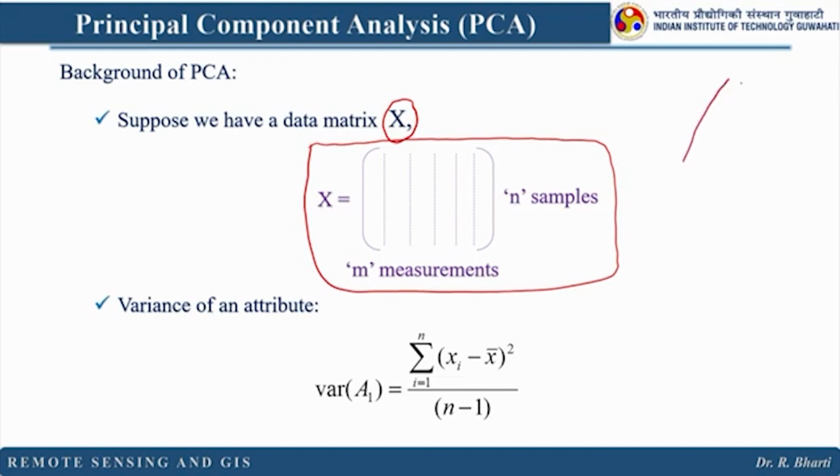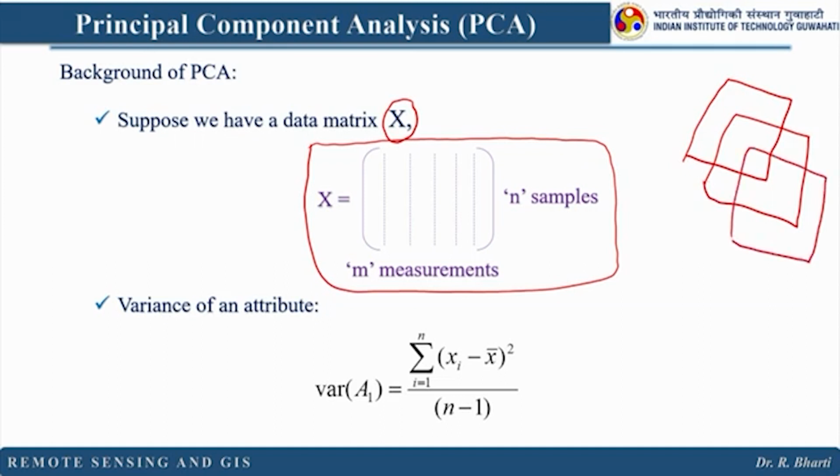So, you have an image. Again I am going to take this 4 band example. You have 4 bands captured by a sensor in different wavelength regions, and we assume there is some correlation. That is why we want to apply this PCA to segregate this repeated information, and we get unique information in our output bands.